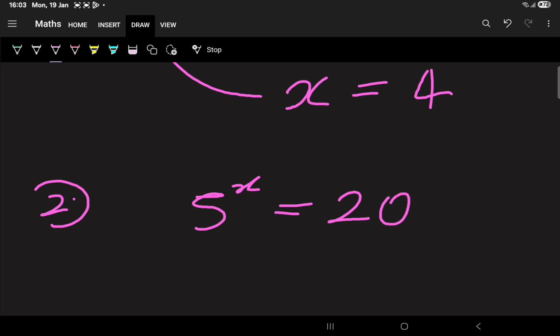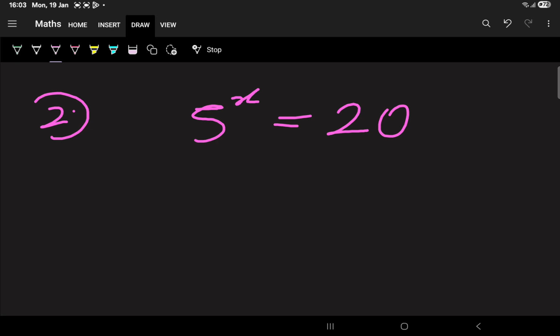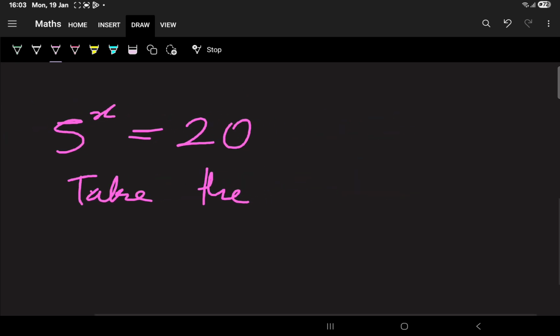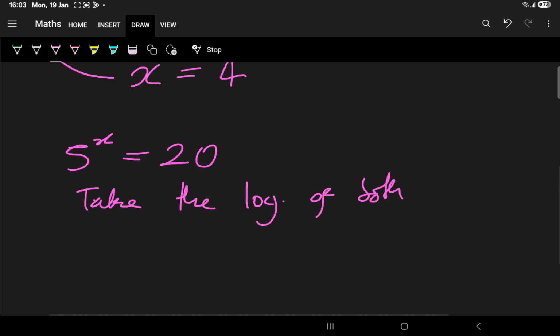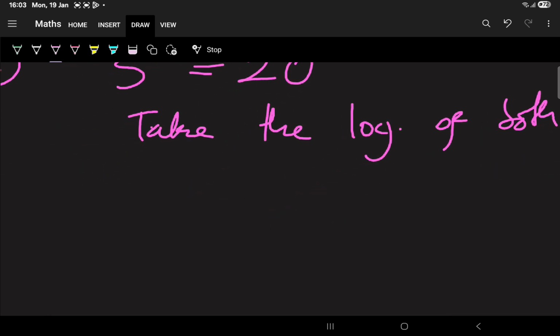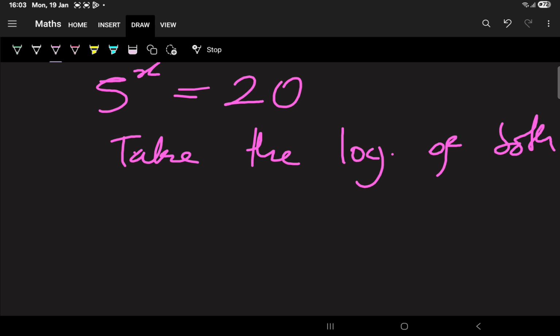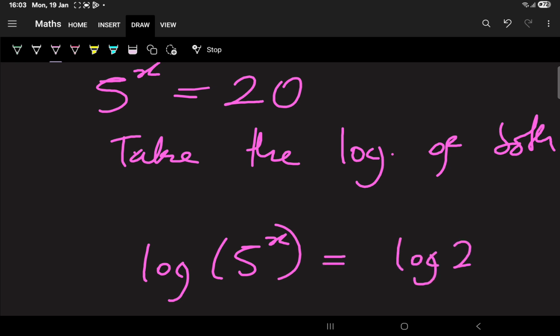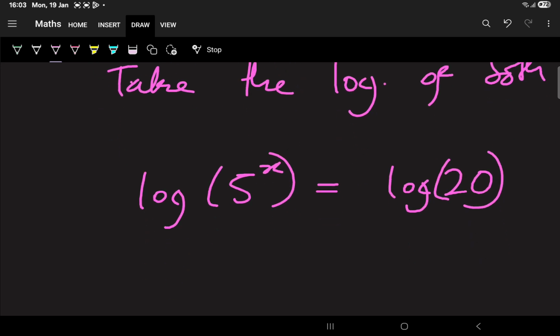Now, what you will do here is take the logarithm of both sides. So I'm going to say take the log of both sides. Now, taking the logarithm of both sides, we're going to have log 5 raised to the power of x equals log 20. Now, I'm taking this to the log of base 10 for ease.